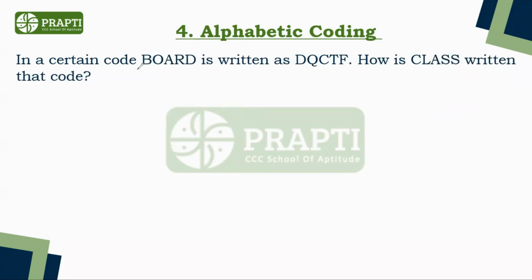Simple. In a certain code, BOARD is written as DQCTF. So now we just see B, the next alphabet is C and then D. In the same manner, O, P and then Q. Am I right? So it is plus 2.